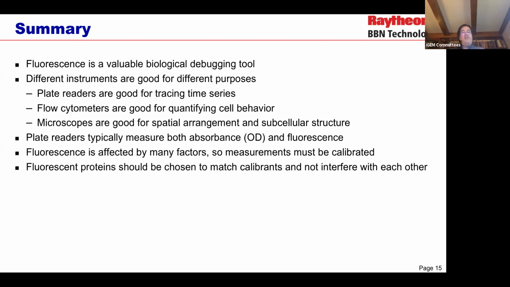With a plate reader, you typically get to measure absorbance, also often referred to as OD, and fluorescence. Fluorescence is affected by a lot of different factors, so you've got to calibrate your measurements in order to understand what the fluorescence is telling you. And your fluorescent proteins should be chosen to match the calibrants that you have available and to not interfere with each other.